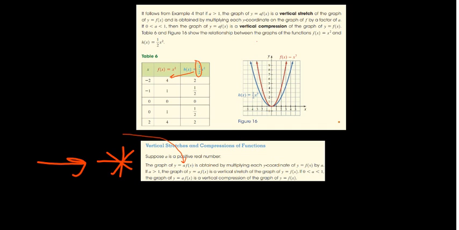We multiplied my parent function, or what I received from my parent function, by 1/2. And on the previous page, we multiplied it by 2. Okay. Now here is the big time stickler.